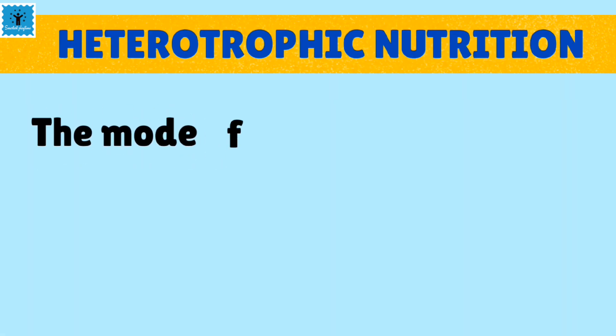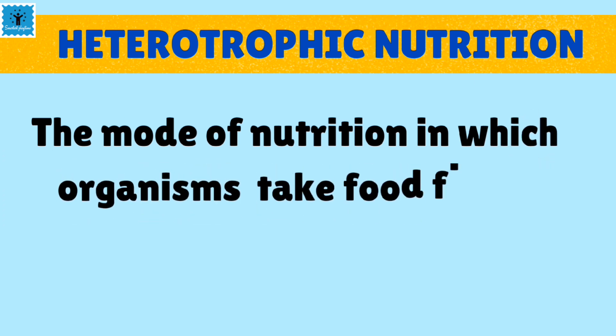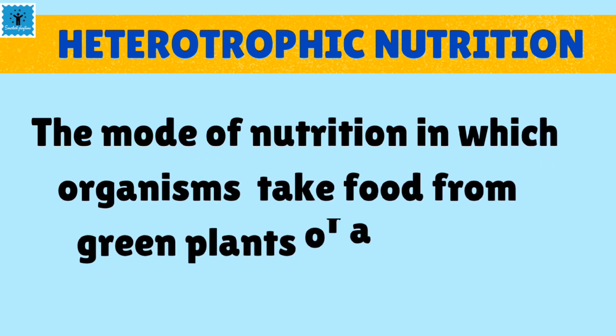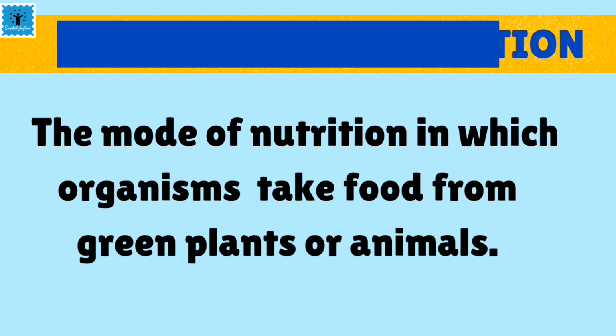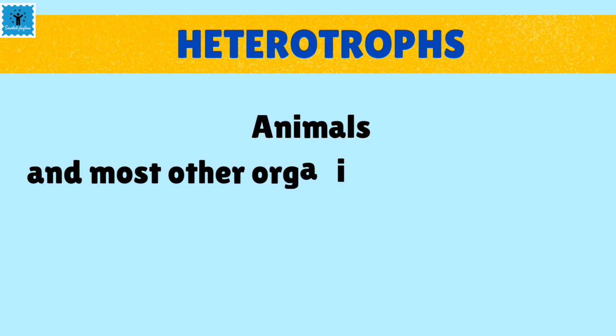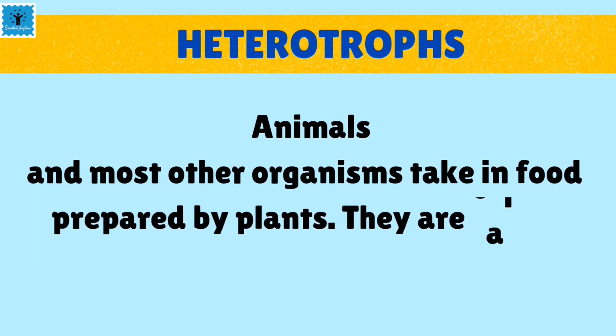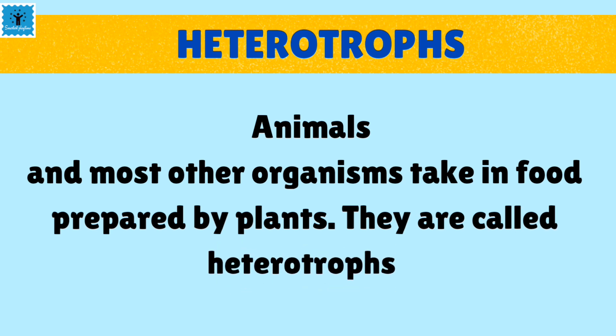Therefore, plants are called autotrophs. The second type of nutrition is called heterotrophic nutrition. Human beings and other organisms cannot make their own food. They depend on plants for their food, and they take the ready-made food from the plants and other animals. Such organisms are called heterotrophs.